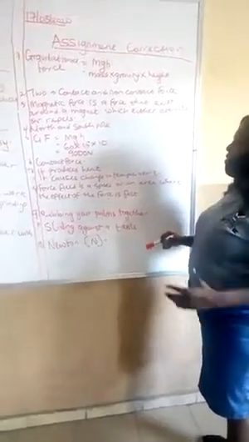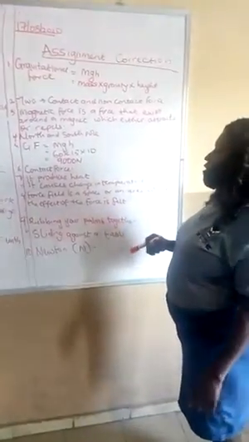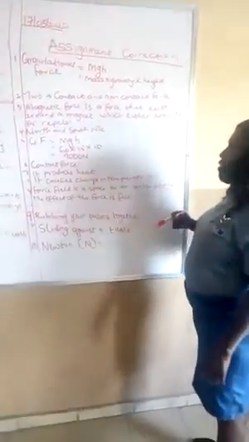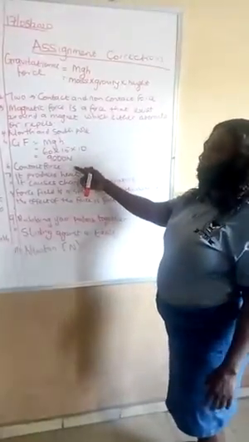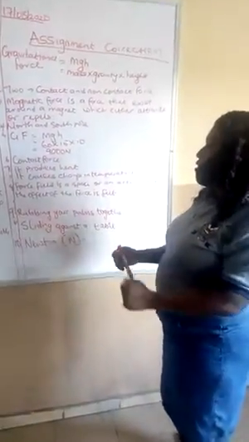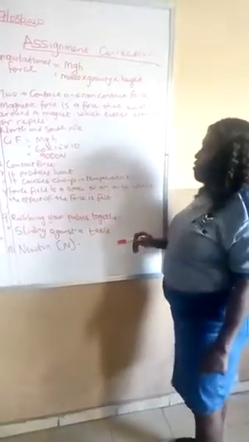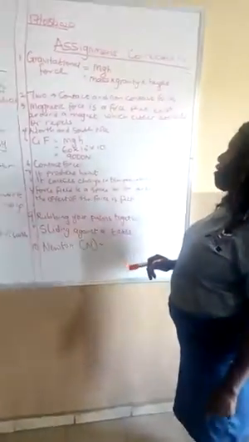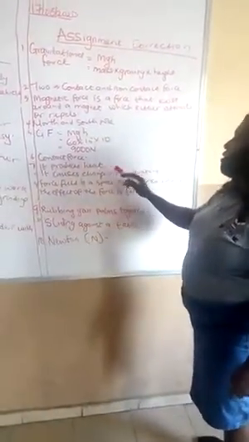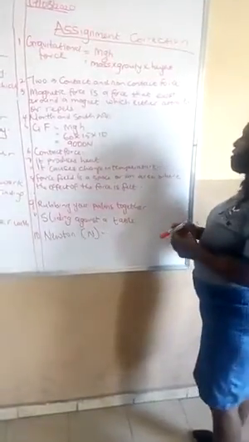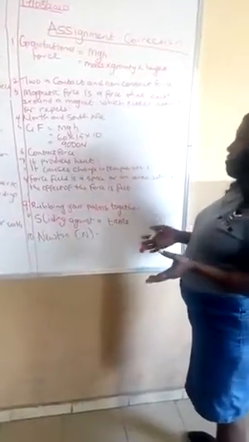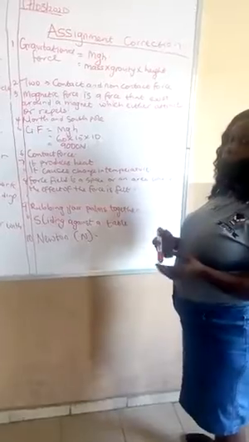And number 6 says, friction is a type of dash force. It is a contact force because there is contact between the two bodies. And we are asked to mention two effects of friction. It produces heat and it causes change in temperature.